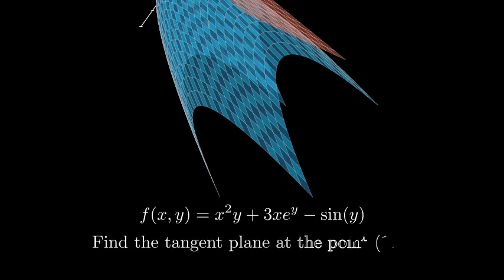Consider our function f of x, y equals x squared times y plus 3x times e to the y minus sine of y. We want to find the tangent plane at the point 1, 0.